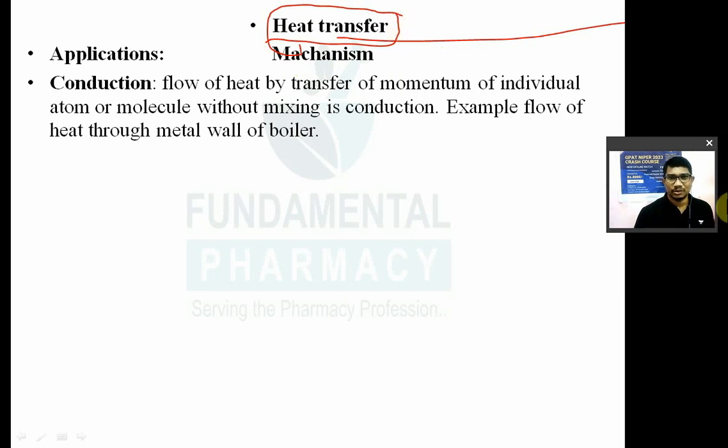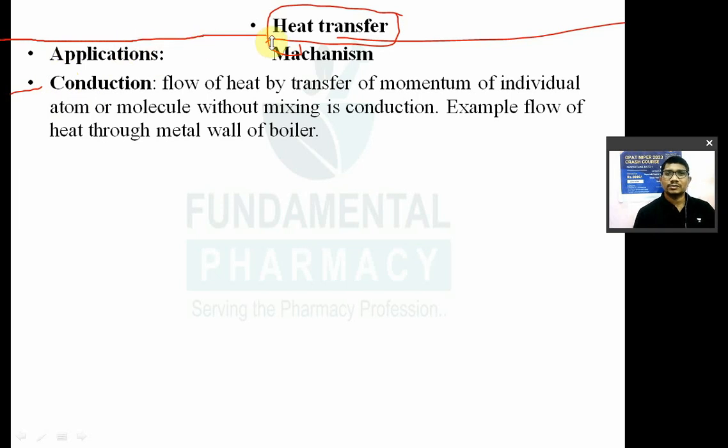That is known as heat transfer. Now heat transfer is carried out by different mechanisms. So what are the different mechanisms? Heat transfer is carried out by three mechanisms. First one is conduction. Second mechanism is convection, and third mechanism is radiation. So conduction, convection, and radiation. These are the three mechanisms for heat transfer.